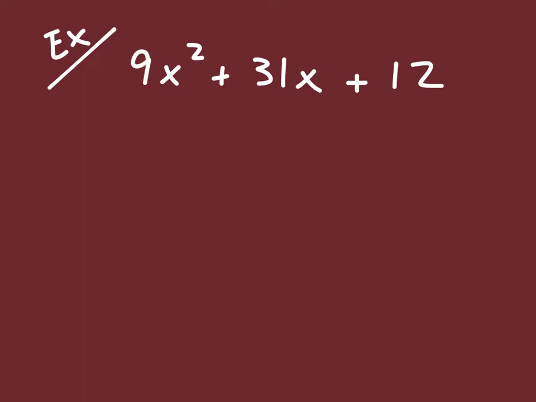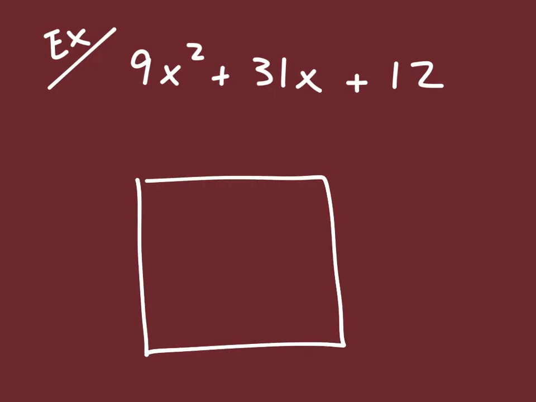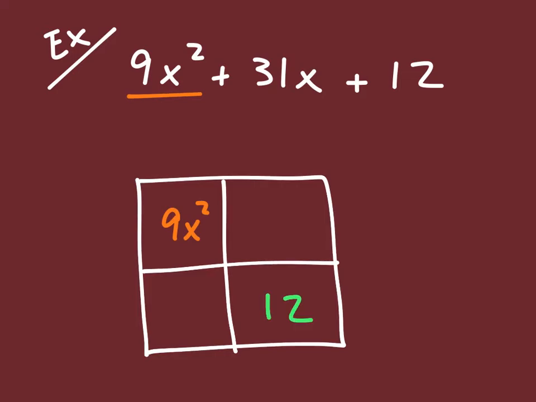All right, so I would want to use the box method on this. One of the things that I want to look at, and we're going to do this a couple different ways, I'm going to put 9x squared in my first box, 12 in our second box, all right? And so if I'm asking myself this question, what two things multiply together to give me 9x squared? Well, let's try 3x and 3x. Okay, that's going to multiply together to give me 9x squared.